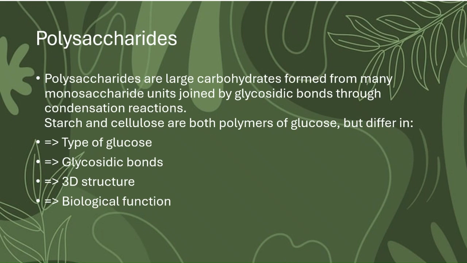So polysaccharides are large carbohydrates formed from many monosaccharide units joined by glycosidic bonds through condensation reactions. Starch and cellulose are both polymers of glucose. However, they are different. So how do they differ from each other? It's the type of glucose, the glycosidic bonds involved, the 3D structure of the starch and the cellulose, and the biological function they perform.